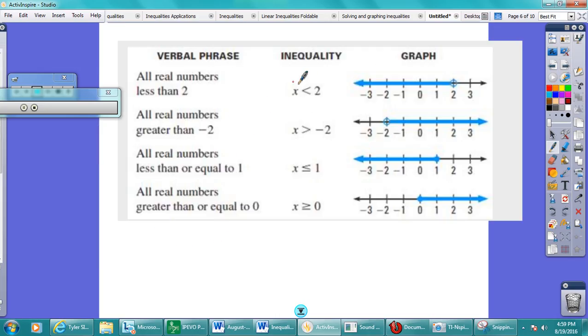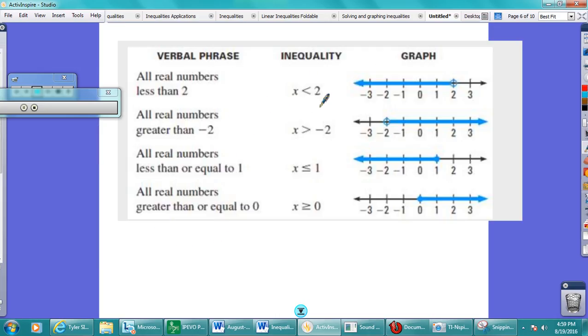Now, this is how we read them. Here's an example. x is less than 2. There's the 2 on the number line. Less than means open circle, left. All of these numbers to the left on the number line will satisfy this inequality and make it true. We read it as all real numbers less than 2, because all real numbers less than 2 will satisfy this inequality.